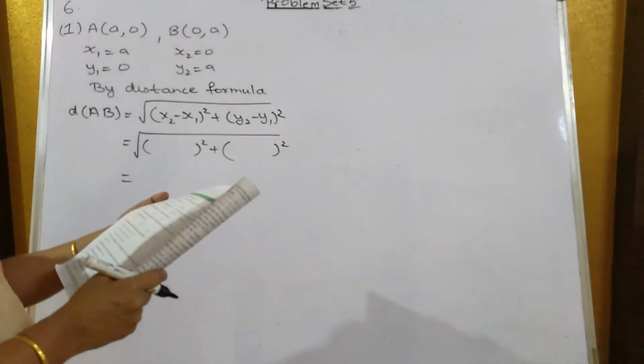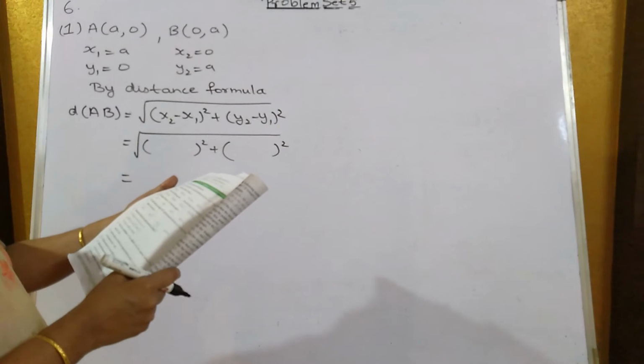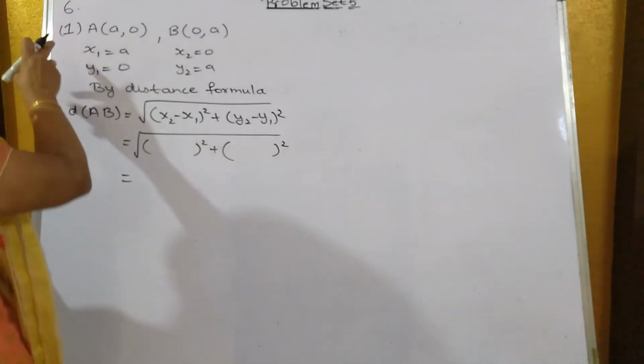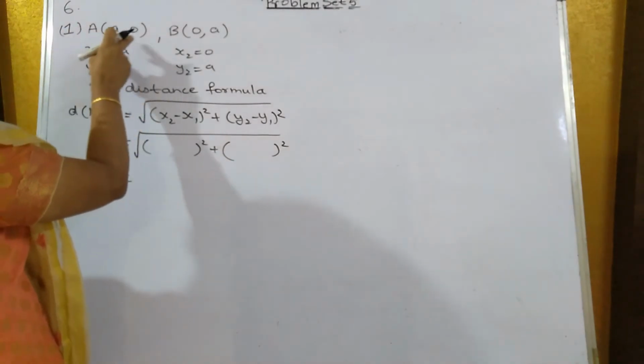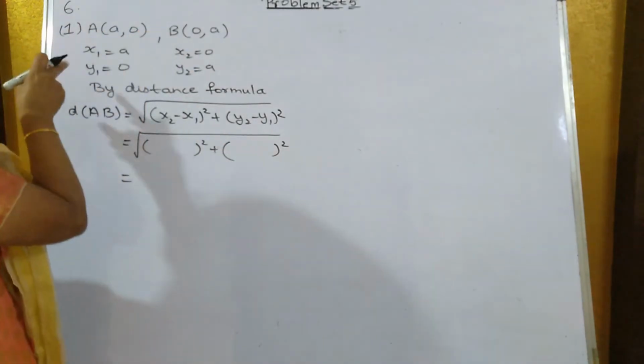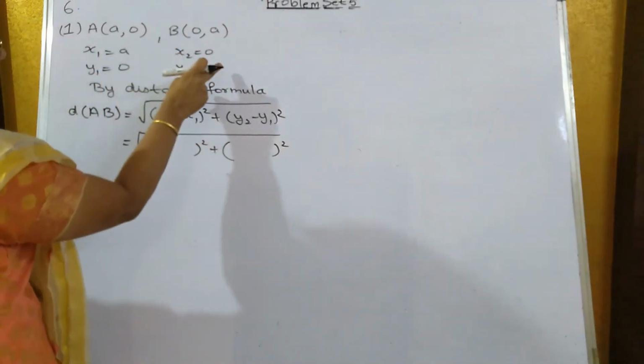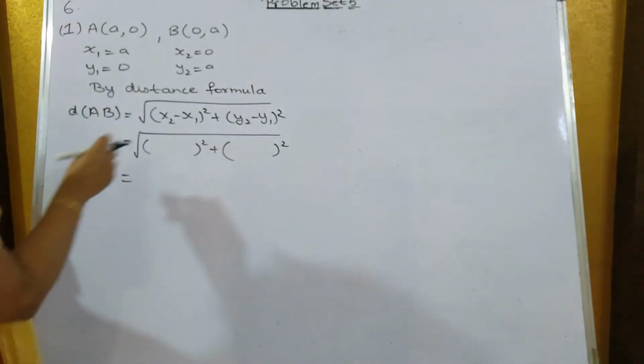Now, sixth sum of problem set 5. Find the distance between the following points. So we have to find out the distance. The first sum, they have given coordinates of A as (a, 0) and coordinates of B as (0, a). So x1, y1 is what? a and 0, and x2, y2 is what? 0 and a. So by the distance formula, we know the formula is what?